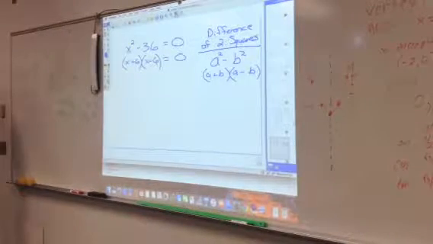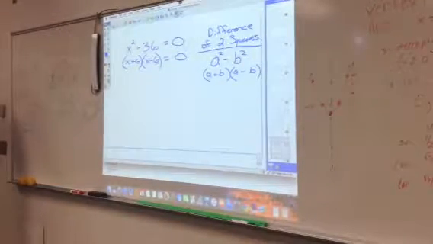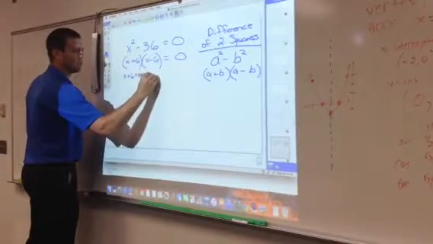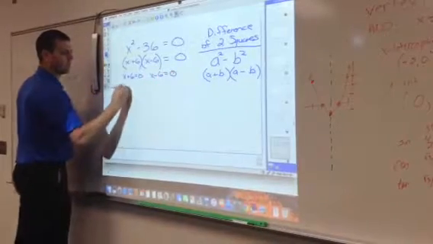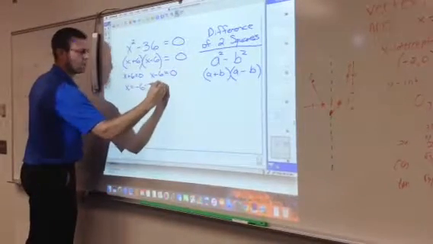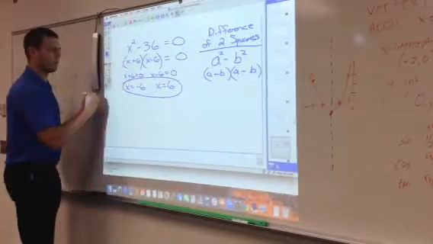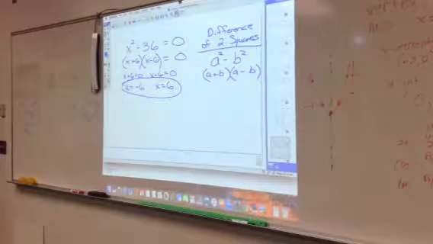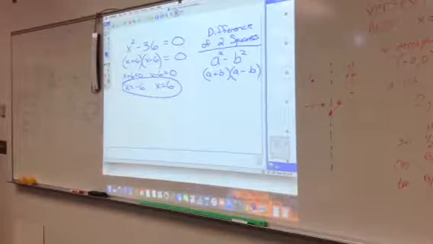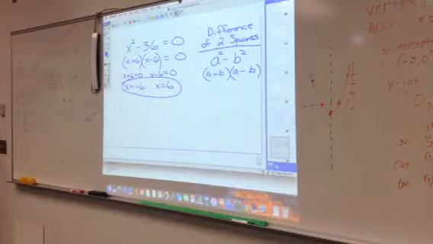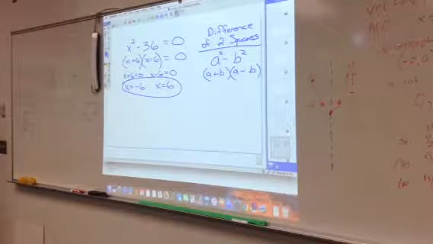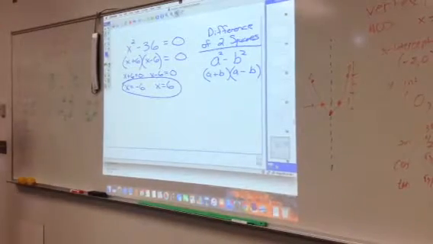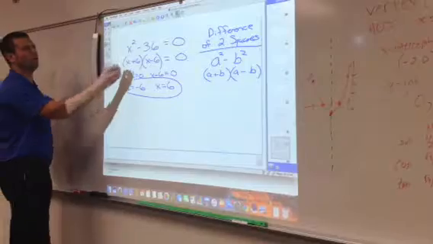What do I do with both factors? Set them equal to 0. Any questions? I got one more to show you.